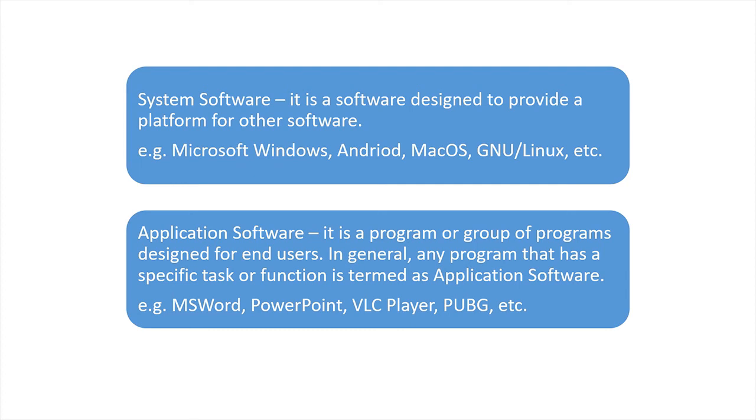Whereas a system software is software which can be used to provide a platform for other software. So application software will be installed in your system software, and system software is the bridge that connects the user and your hardware device. The user will use the system software to connect to the hardware device if he wants to use it.